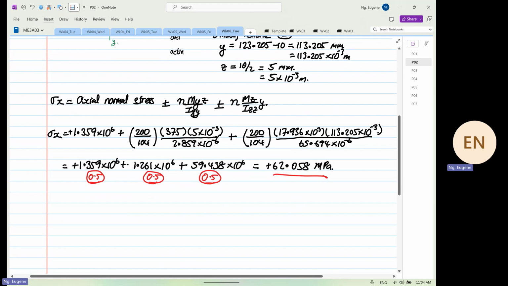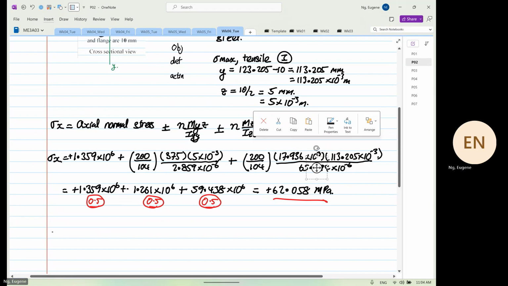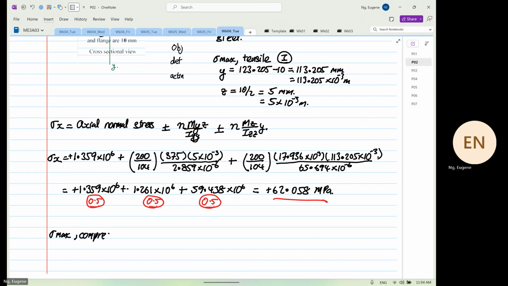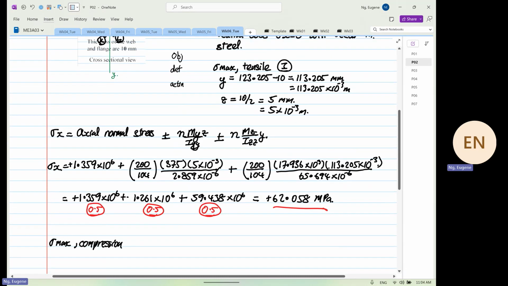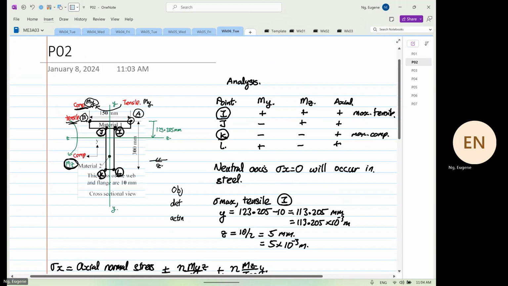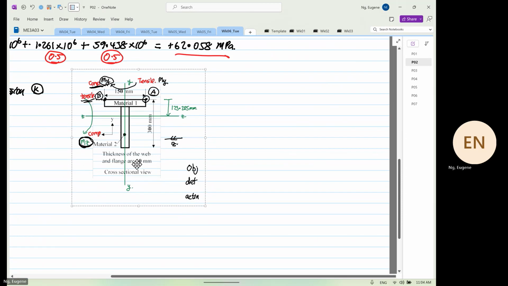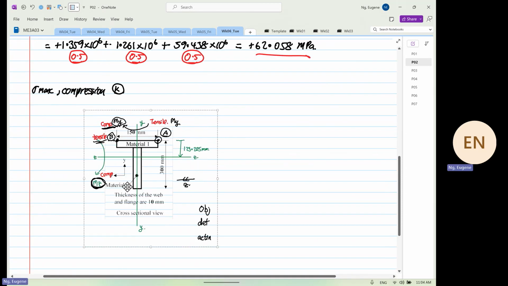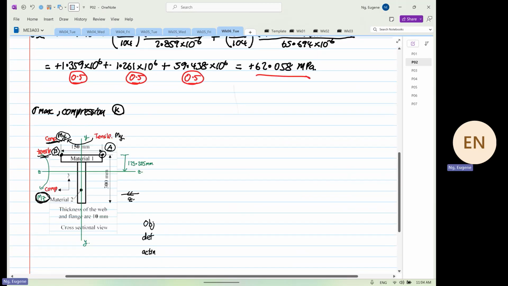Then the next one, we are going to look at stress max, compression. And now compression is going to be at point where? Point K. Okay, at point K. So I'm going to again grab this image. We'll grab this image, and then at point K, I think we call over here point K.